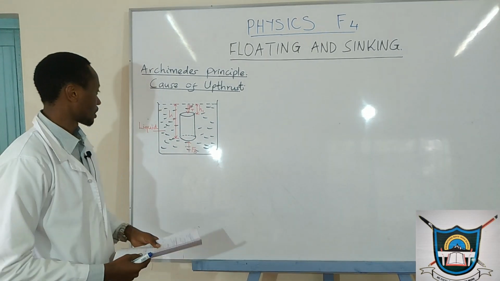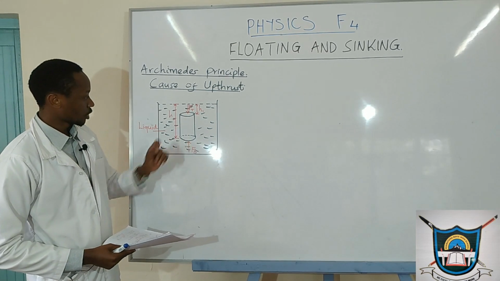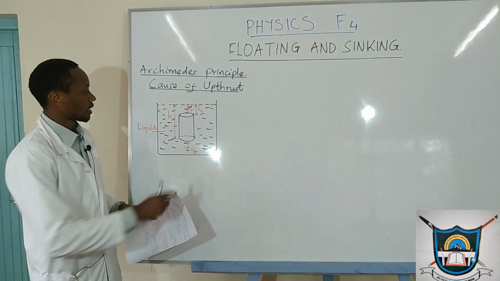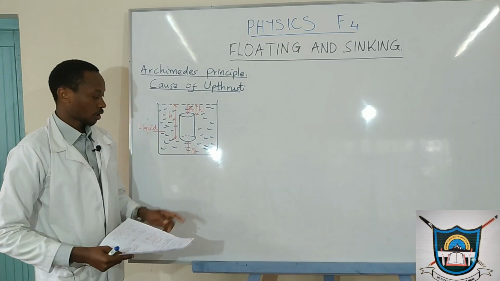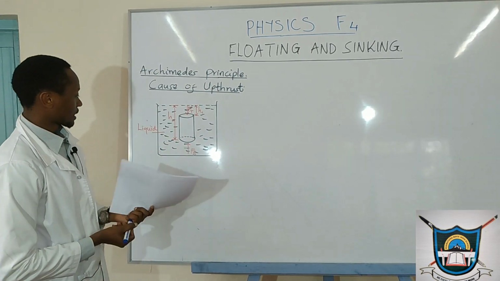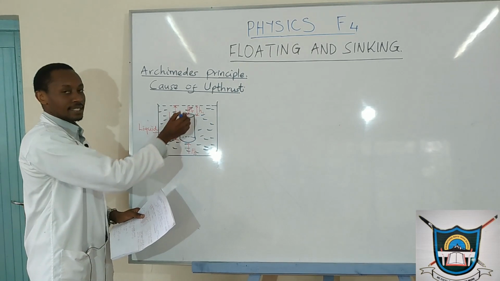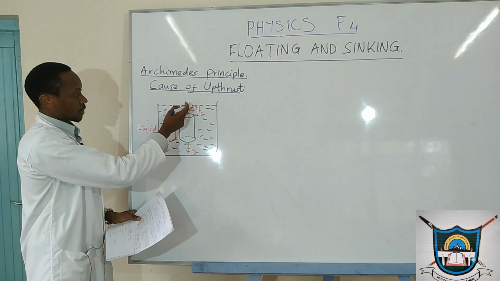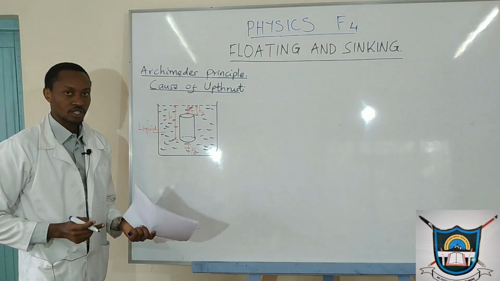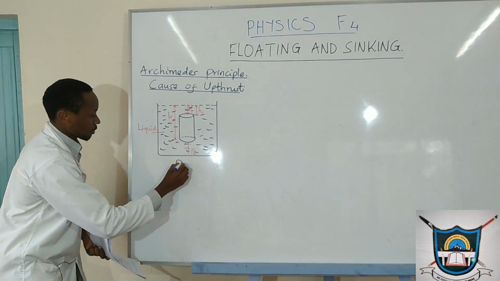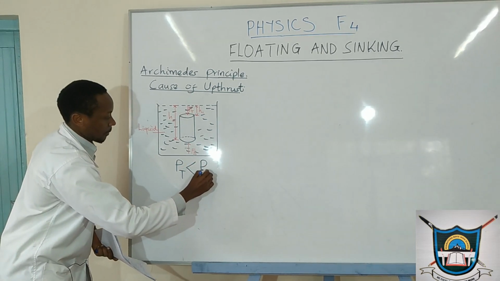To begin with, this is the body which has been immersed in this liquid. This is the force at the top, so we call it Ft, and this is the force at the bottom, which we call Fb. We know that the pressure at the top of this body is less than the pressure at the bottom of this body.